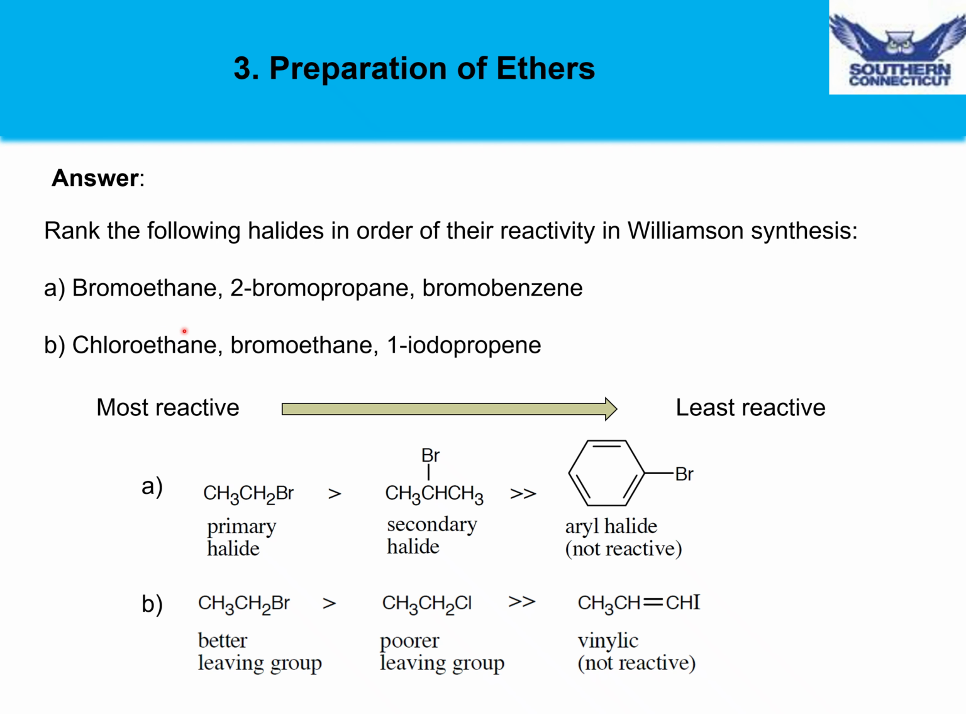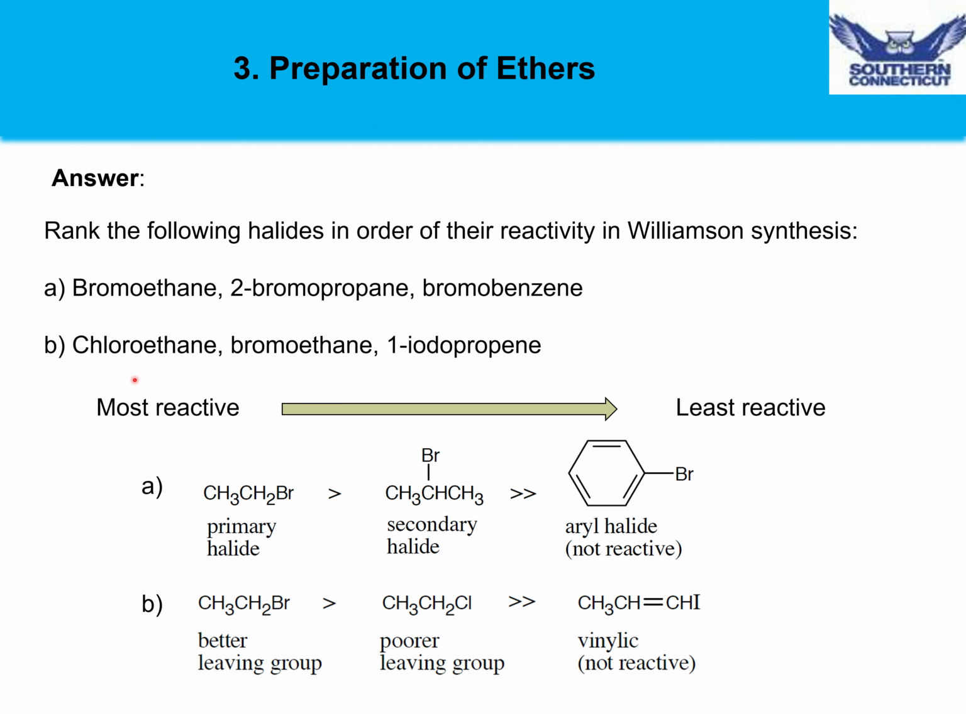We have 2-bromopropane, which is a secondary alkyl halide, which is not as reactive as a primary alkyl halide. And then we have bromobenzene, which is not a good partner for the SN2 reaction, since the benzene ring will prevent a nucleophile from attacking the backside of the leaving group. As a result, bromobenzene is the least reactive, and bromoethane is the most reactive.